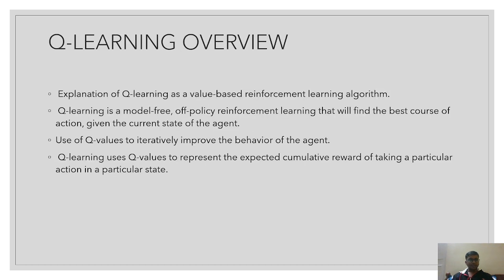Q-learning overview. Explanation of Q-learning as a value-based reinforcement learning algorithm. Q-learning is a model-free, off-policy reinforcement learning algorithm that will find the best course of action given the current state of an agent. It uses Q values to iteratively improve the behavior of the agent. Q-learning uses Q values to represent the expected cumulative rewards of taking a particular action in a particular state.